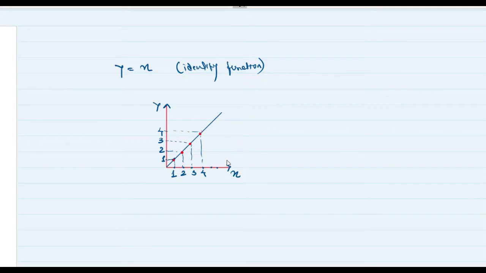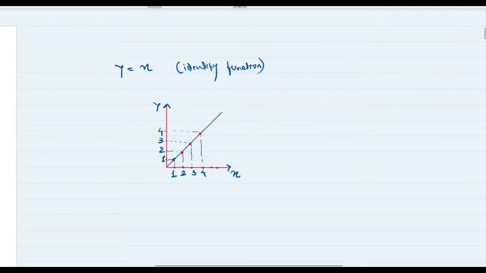So why I'm taking this example is I want to just show you that this is an identity function, the simplest kind of linear function. But if it is any linear function where the power of x is 1, where the degree of x is 1, in that kind of linear function, the graph will always be a straight line.